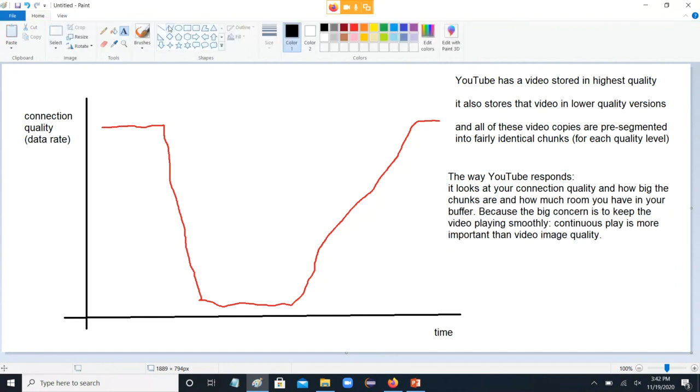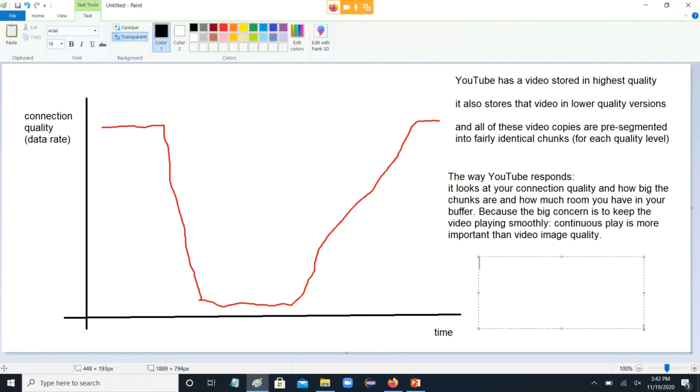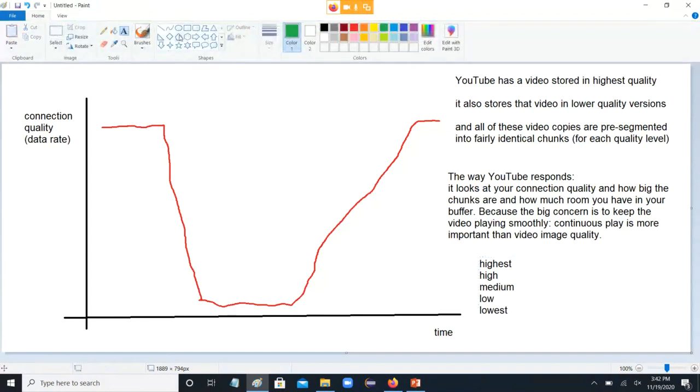So what happens, imagine if you have several different quality sizes, right? You might have highest, high, medium, lowest. And how much data are these going to each take? Well, your lowest is going to be the smallest one, right?